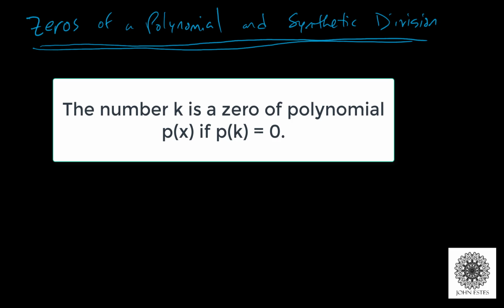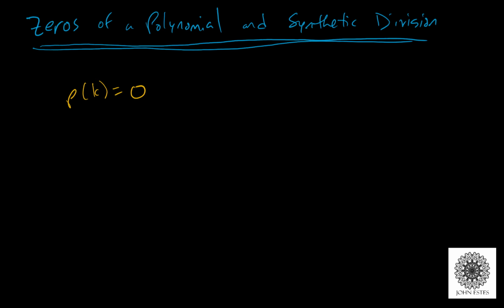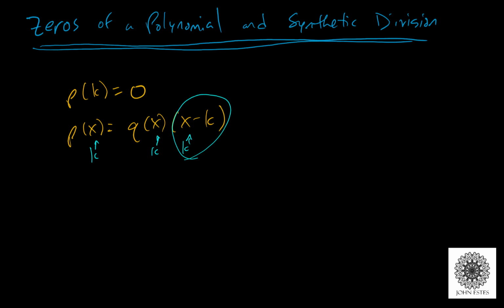Well, think for a moment. If k is a zero, that means p of k equals 0, right? Just think hypothetically, if I had something like p of x equals q of x times x minus k, then if I plug in k for x, here I have k minus k, that becomes 0, and so I end up with 0. So if k is a zero, it makes sense that we have this factor x minus k.